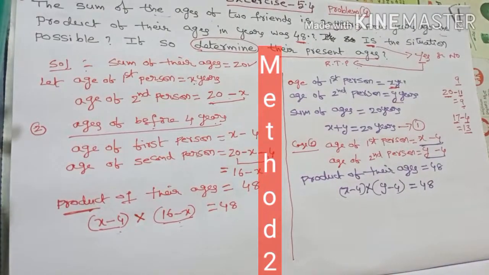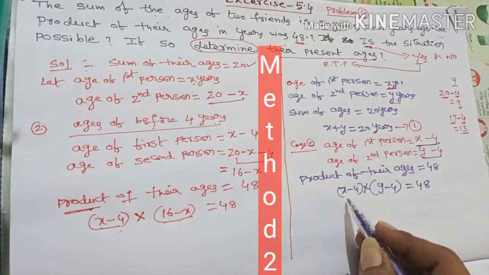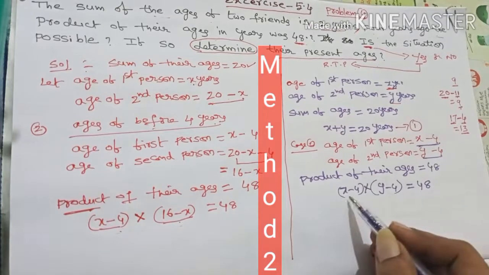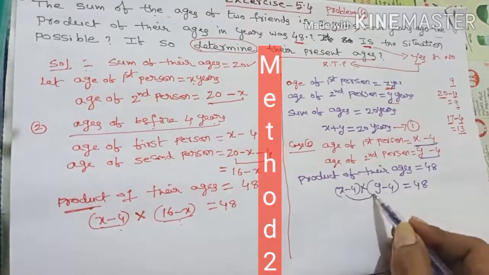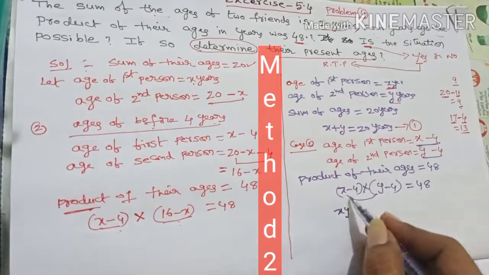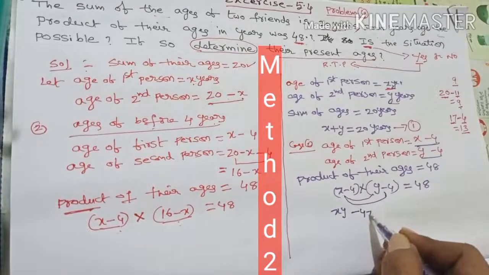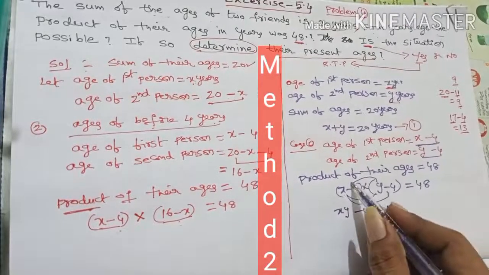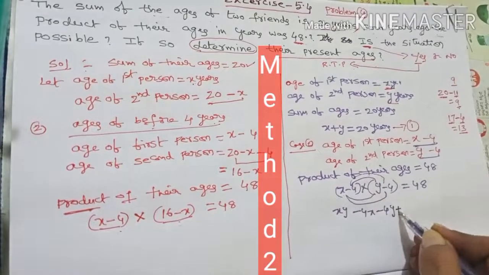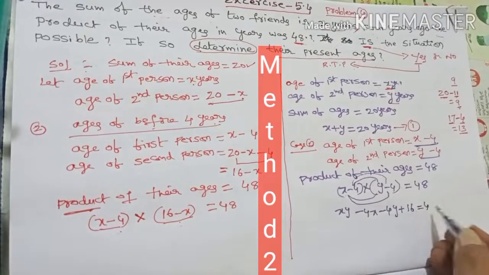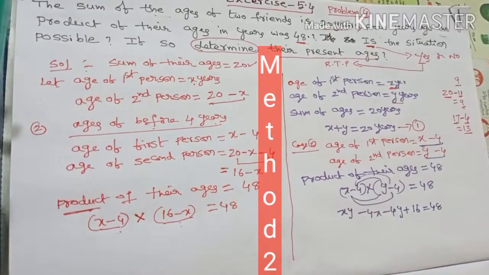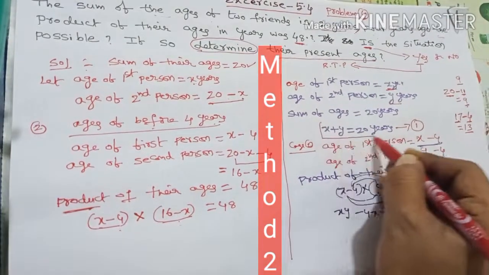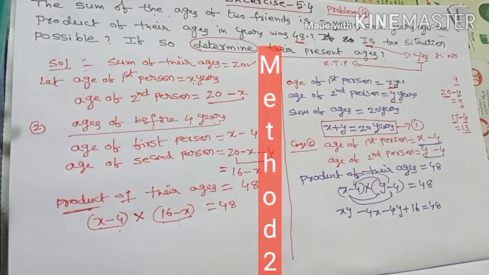Is equal to 48. So here you cannot get a linear equation in two variables. It is not a linear equation. Why? Because whenever you multiply these two, you get x into y, then x into minus 4, that is minus 4x, then you multiply these two, you get minus 4y, then you multiply these two, it becomes plus 16, is equal to 48. So here it is not a linear equation. Here you get a linear equation, isn't it? Here you don't get a linear equation.